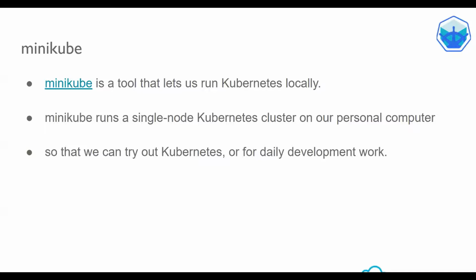Minikube is a tool that lets us run Kubernetes locally so that we can try out Kubernetes or use it for daily development work. So we can think of Minikube as a mini Kubernetes which works on our local machine. Minikube runs a single node Kubernetes cluster on our personal computer, and both master and slave programs run in the same machine.